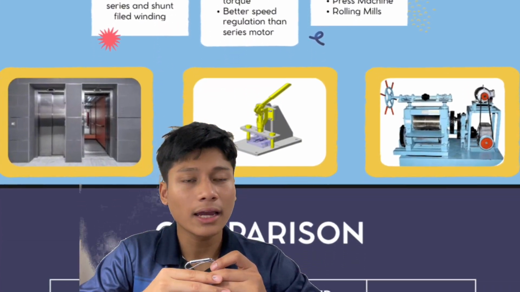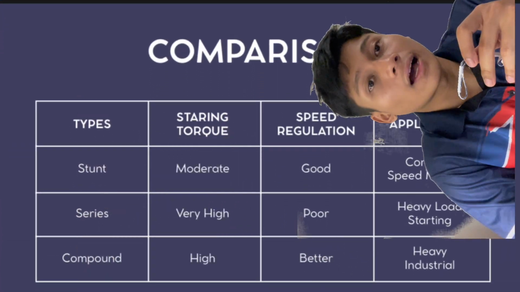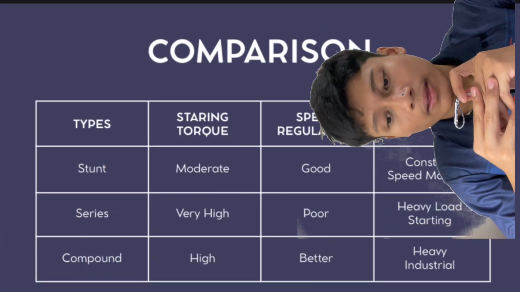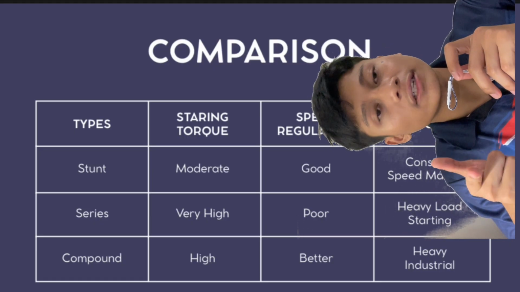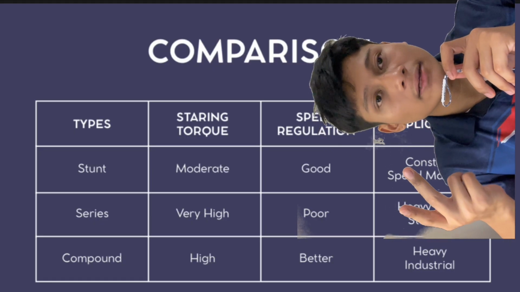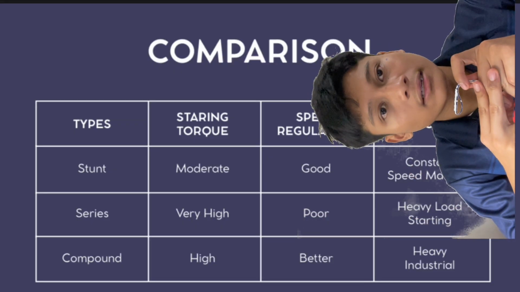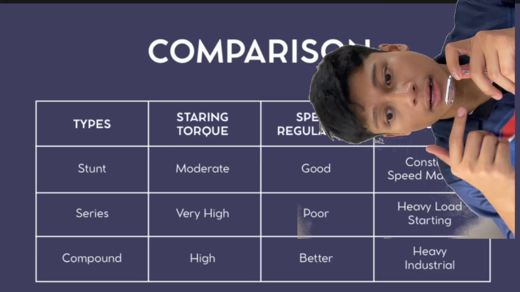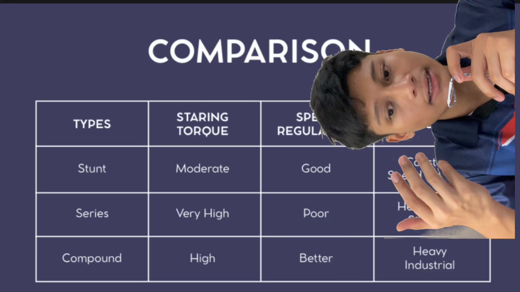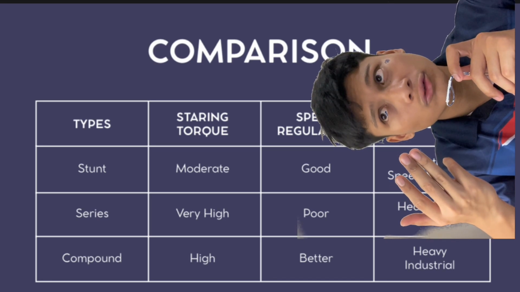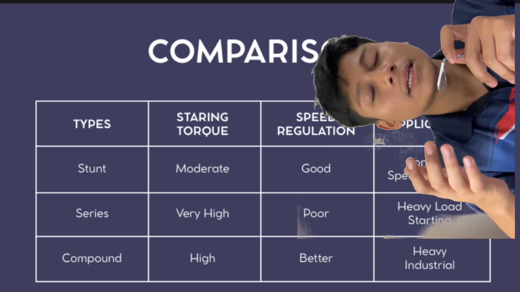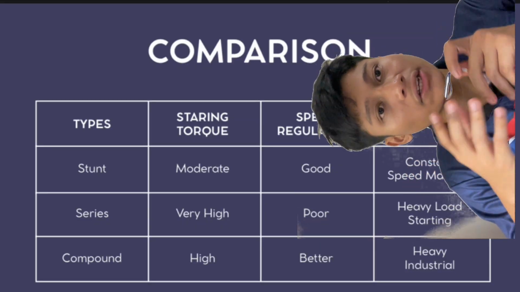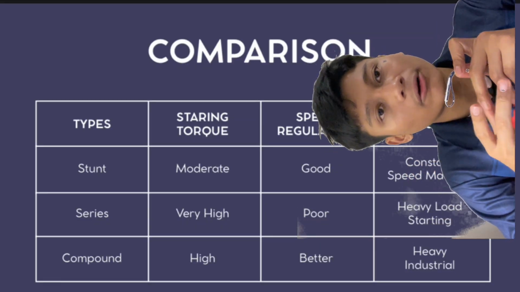Now we are headed to the last slide, that is the comparison. As you can see, it is very clear and light as a day that the compound DC motor is better than series and shunt DC motor because it has a high starting torque, a better speed regulation, and it is used in heavy industrial application. So applying it into our marine engineering, we use a compound DC motor.